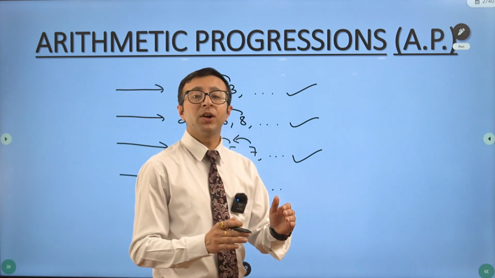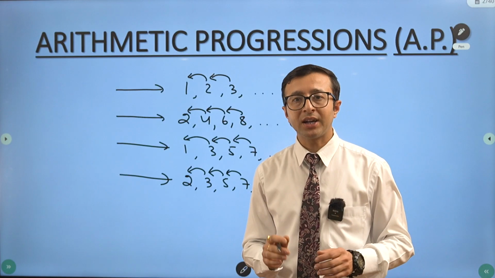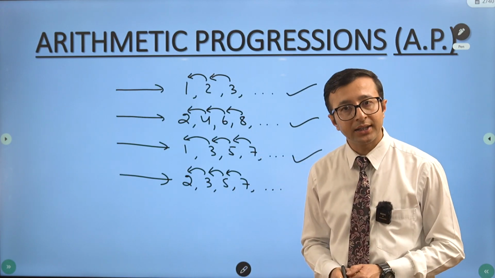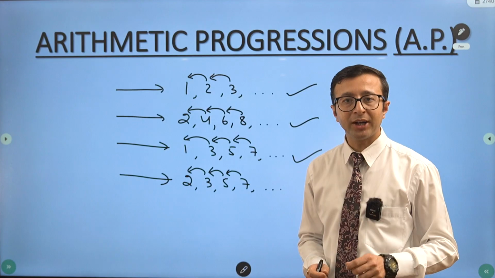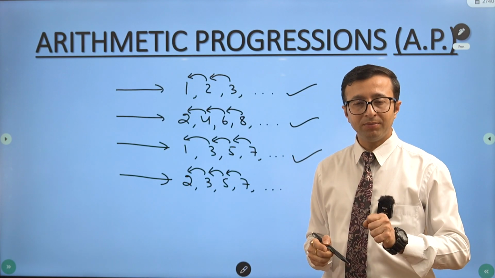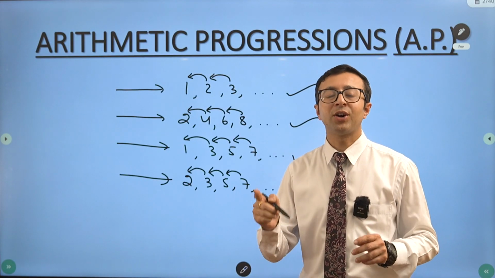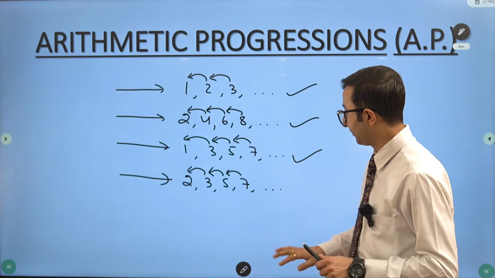So whichever sequence of numbers follows the same pattern, such numbers are known as an arithmetic progression. To check for an arithmetic progression, you just have to check that the second term minus the first term should be equal to the third term minus the second term, which should be equal to the fourth term minus the third term, and so on.